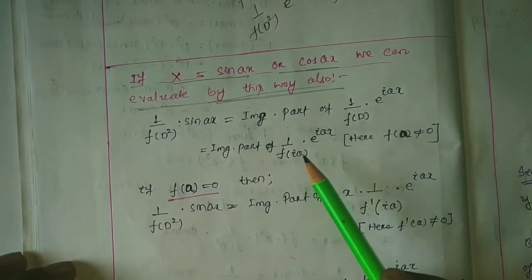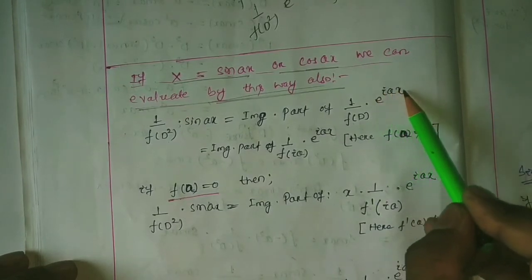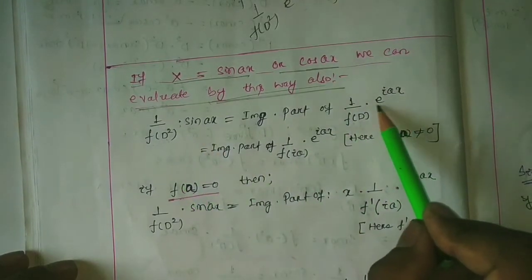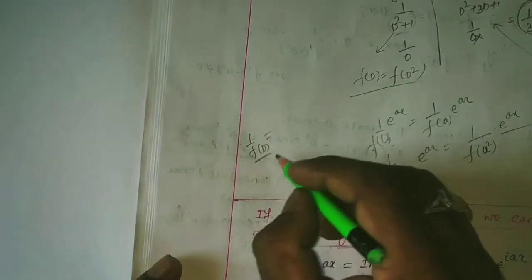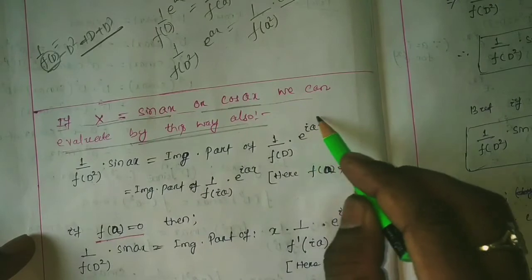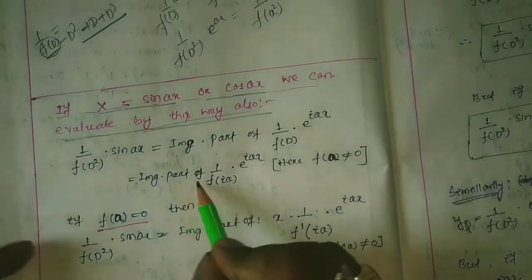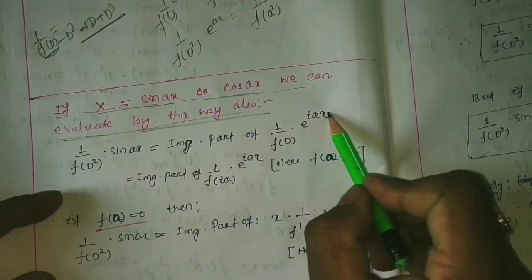As I told, if the e to the power ax format is considered, then we write 1 by f of D, not D square. For an exponential function, we write f of D. Here the exponential function means f of D contains all the terms. Here f of D contains the D square term, D cube term. But in general, for an exponential term we write 1 by f of D. Now it is equal to the imaginary part of e to the power iax, with 1 by f of D.